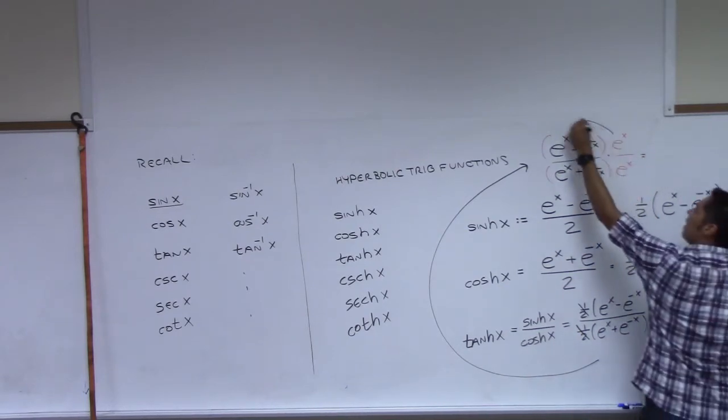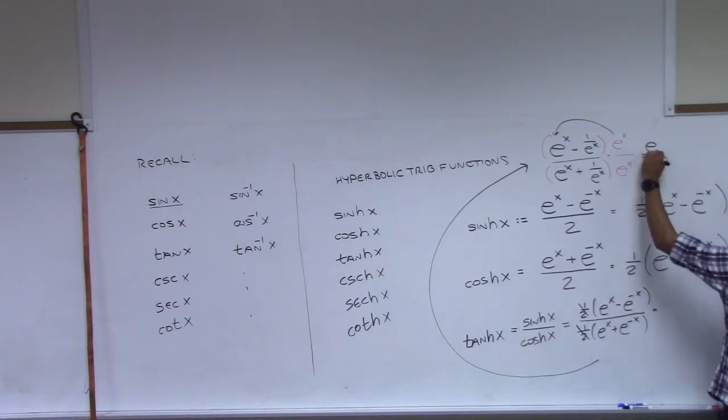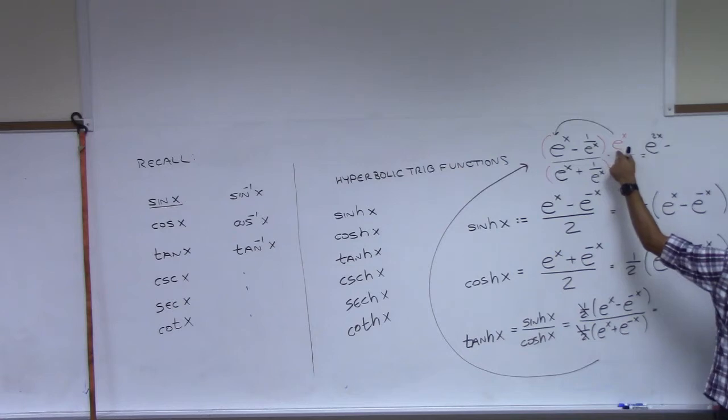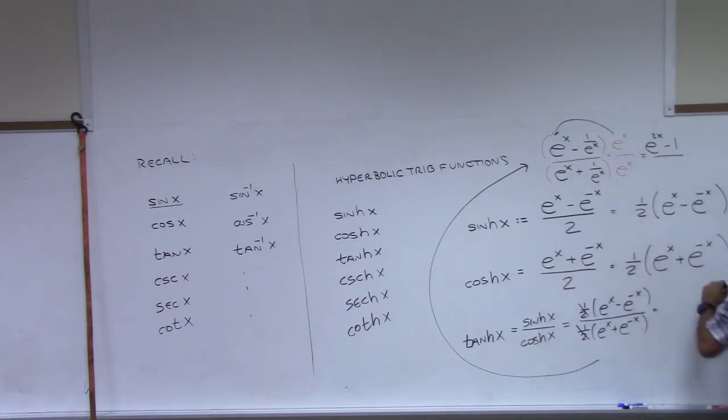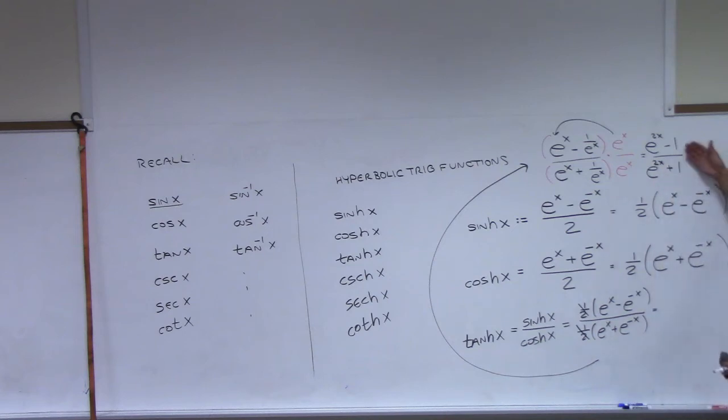What would e to the x times e to the x be? E to the 2x, right? Same base, add exponents. So e to the 2x, and then I have minus, and then this times this: 1 over e to the 2x plus 1. So this is another way that you could define the hyperbolic tangent function. But this is the same as this. You all right with that?